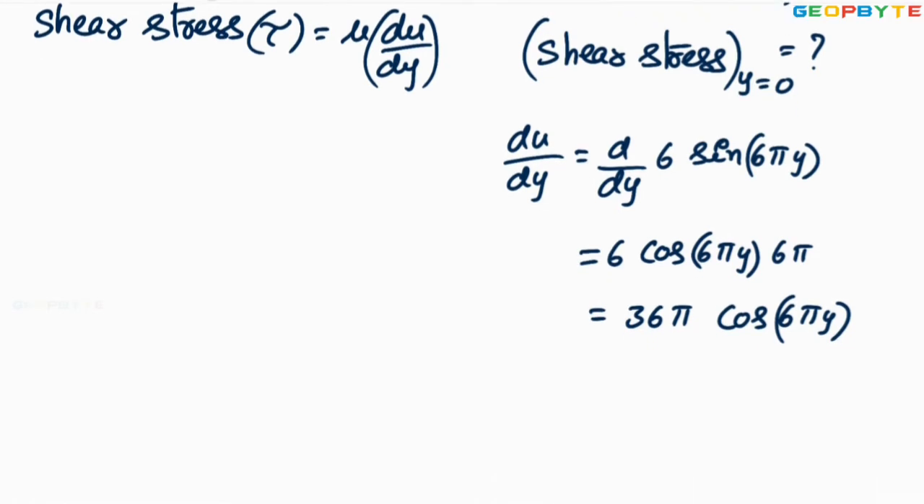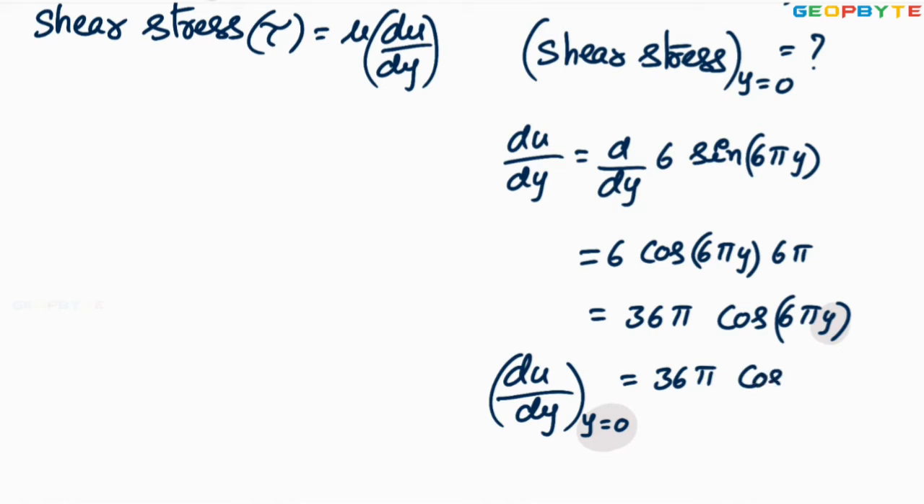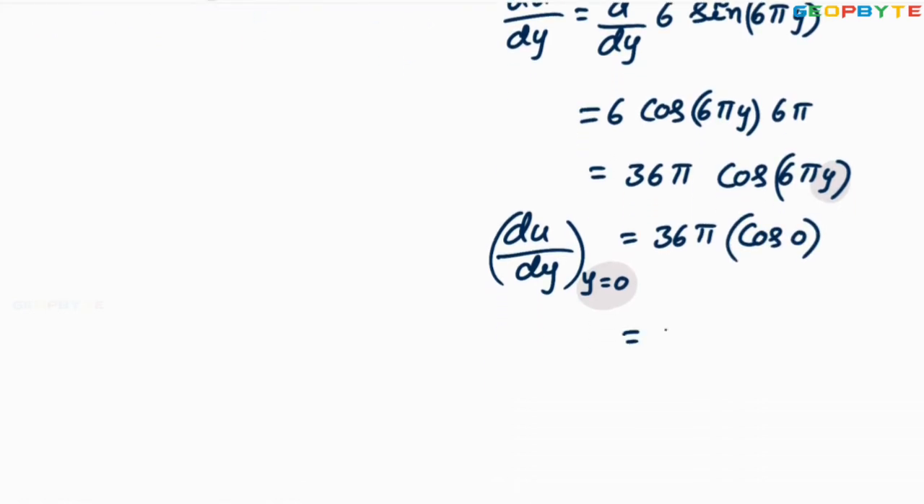Since you are asked to find the shear stress at y equal to 0, let us find the du by dy at y equal to 0. In the place of y, put y equal to 0. It is equal to 36 into pi into cos 0. Cos 0 equal to 1. So it is equal to 36 pi. That is the du by dy at y equal to 0.